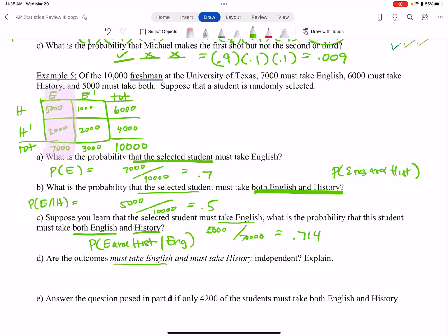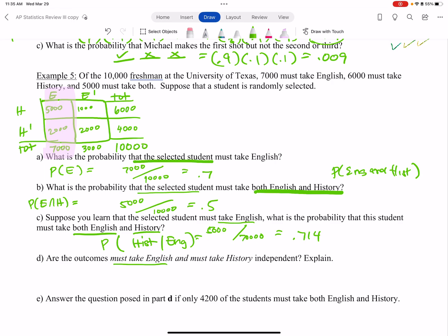Or you say history. Obviously, it's got to have English, but really it's history given English, because if I've given English, then I'm going to have to take English too. So it's history given English was 0.714, and English was 0.7.